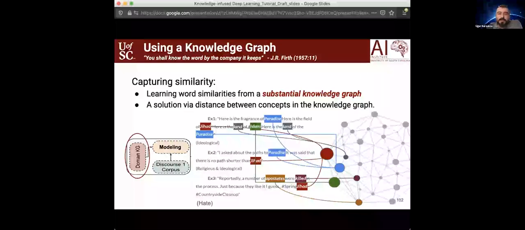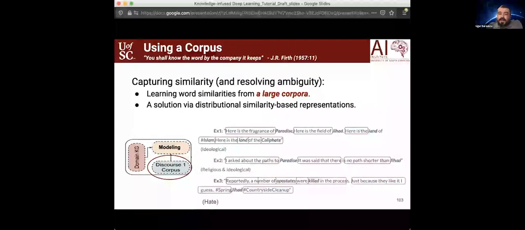We can capture similarity between words, phrases or concepts in the language using a knowledge graph, by measuring the distance between concepts in the knowledge graph. On the other hand, we can use a corpus to capture similarity or measure distance between these concepts as well. The basic idea is that in both of them, we represent the meaning of these keywords or concepts based on the surrounding keywords. As you know, embedding models are created using this approach as well.